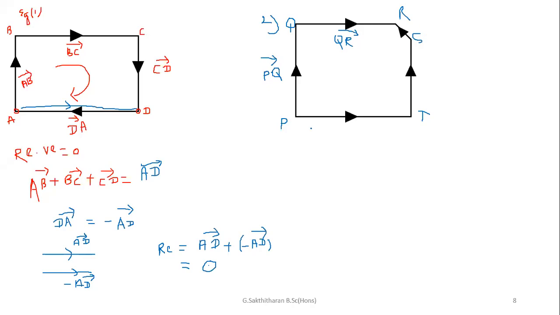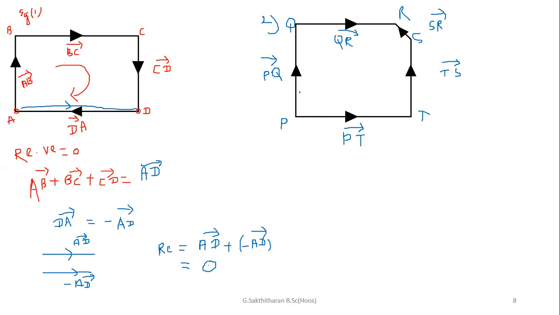And here vector is point P to T. So here vector PT and vector TS. And also here vector SR. So here you see the vectors directions.